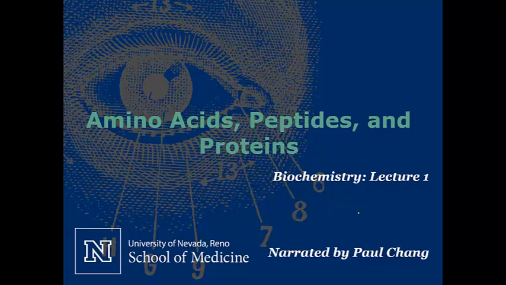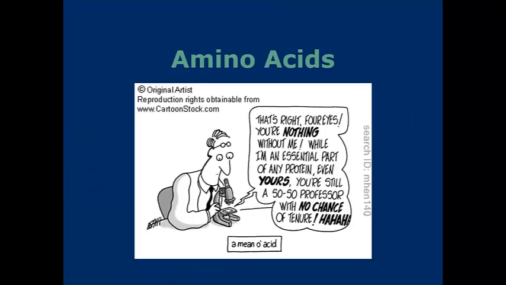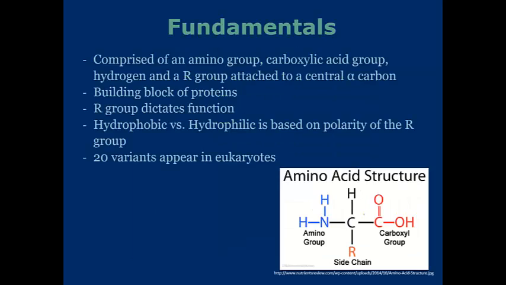Biochemistry Module Lecture 1, Amino Acids, Peptides, and Proteins. We'll start off by talking about what exactly amino acids are. Put simply, they are the fundamental building blocks of proteins, and they're comprised of an amino group, a carboxylic acid group, and an R group attached to a central alpha carbon.